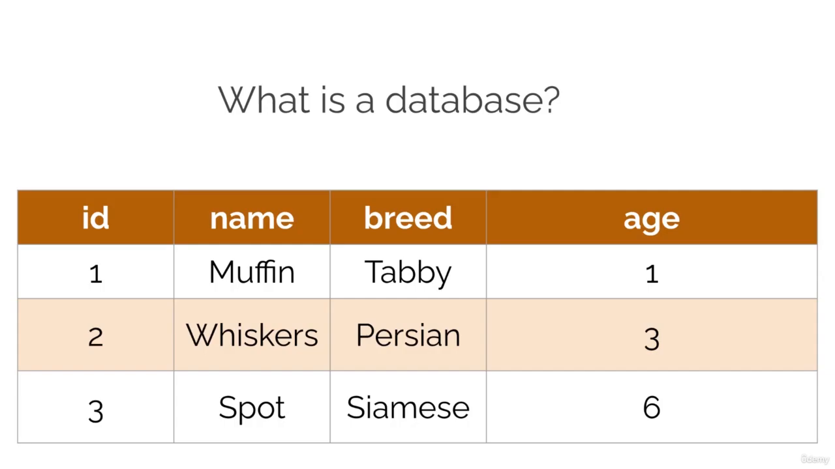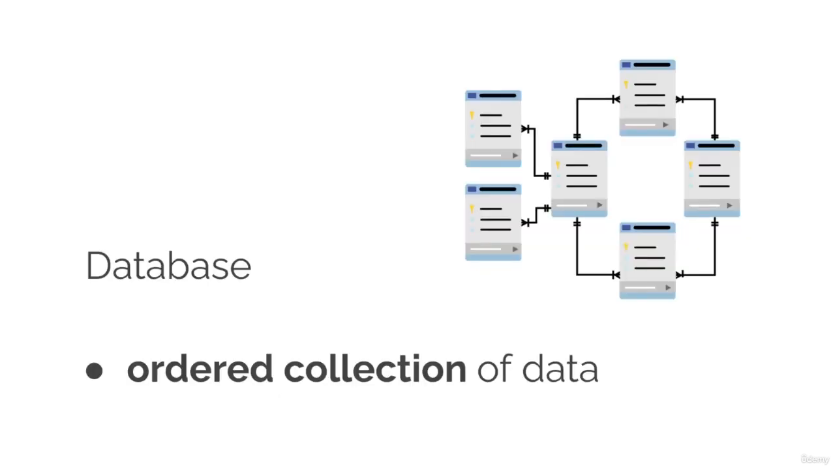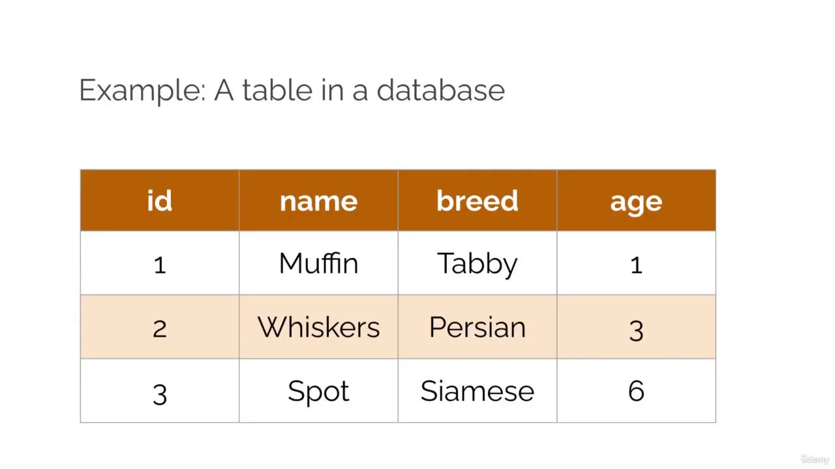In this lecture, we are beginning our section on databases and relational databases, the most common type of database. Starting up, we are going to talk about what is a database. A database is an ordered collection of data. So you collect data and store it in an organized or ordered fashion.